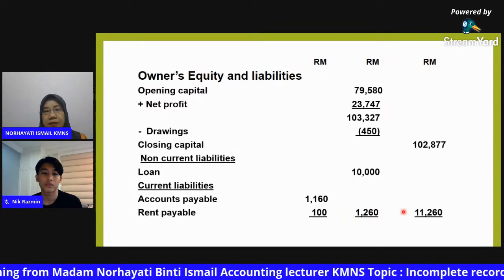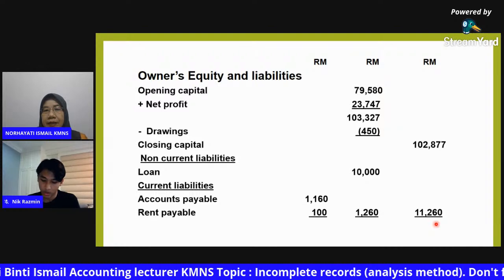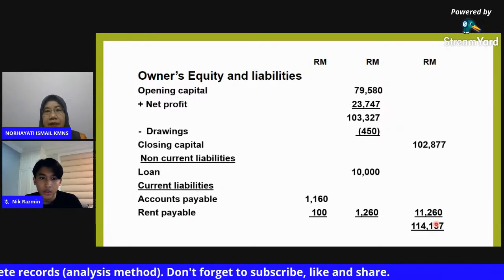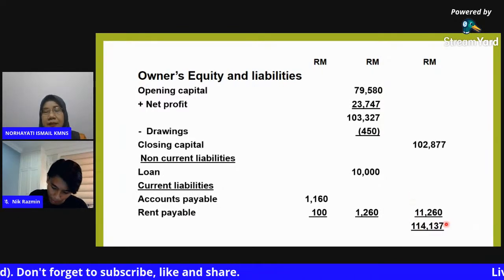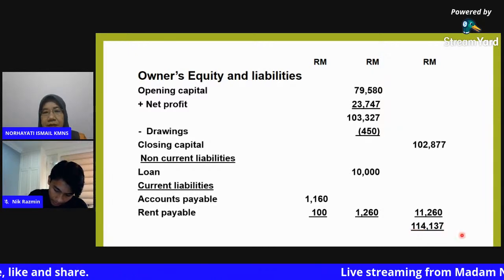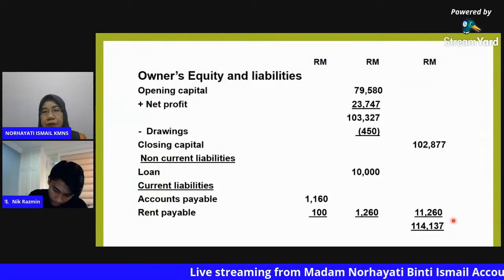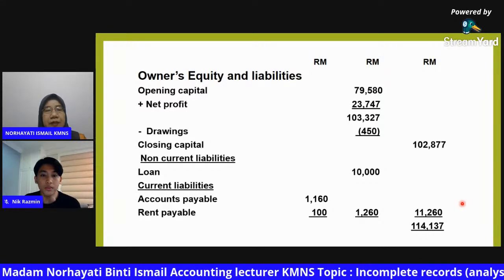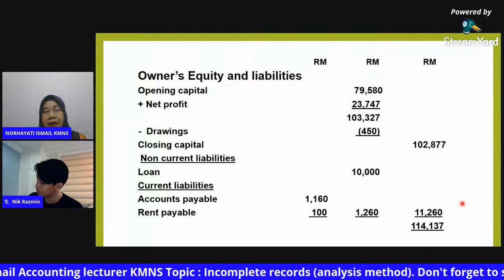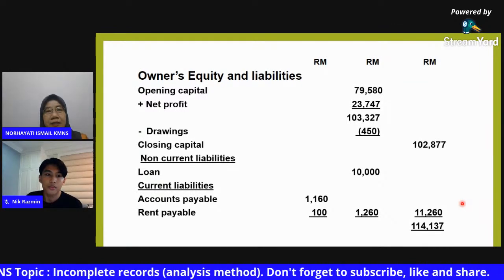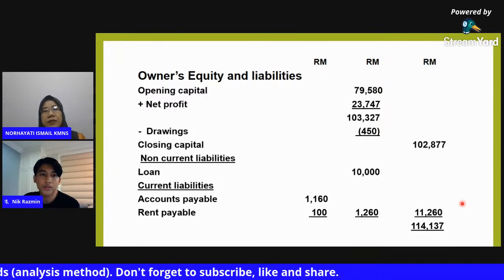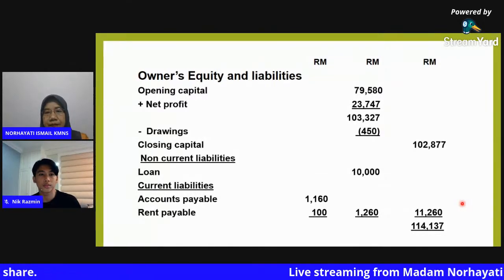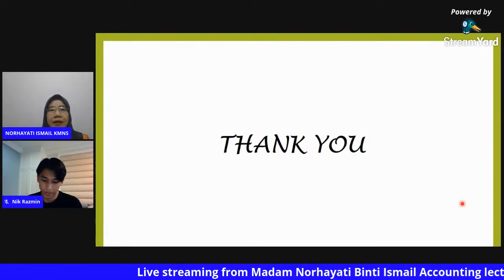So the total is 11,260. So the total for owner's equity and liabilities is 114,137. So this amount must equal to the total asset. So that means your financial position is correct if you get the balance using accounting equation. Accounting equation, you still remember, asset equals to owner's equity plus liabilities. So that's all. Thank you.